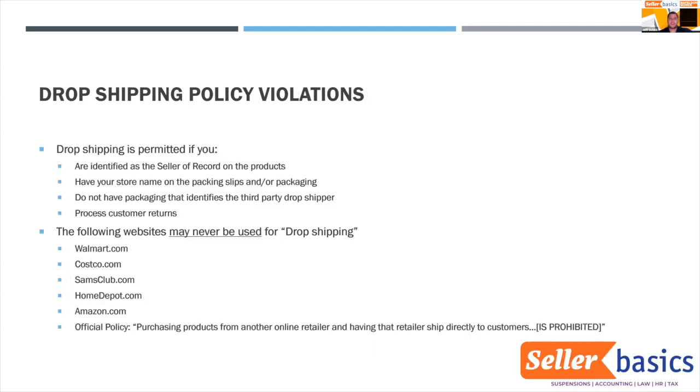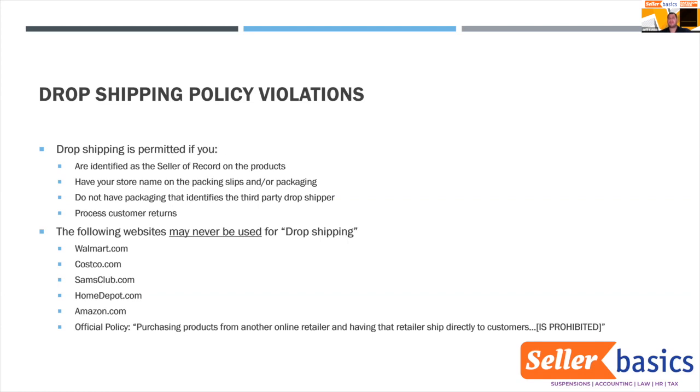Dropshipping policy violations are increasingly more common, and we're helping a lot of sellers. A lot of sellers don't necessarily know that dropshipping is permitted, but only in very limited circumstances on Amazon. Those four characteristics are that you have to identify yourself as the seller of record for the products you're selling. Your store name has to be on the packing slips and packaging. You cannot have packaging that identifies the third-party dropshipper, and you have to process your own customer returns.